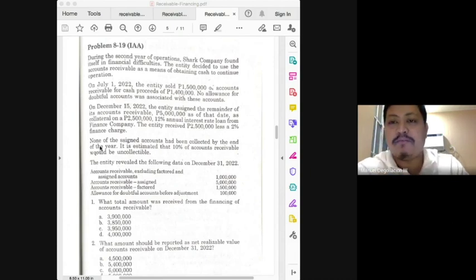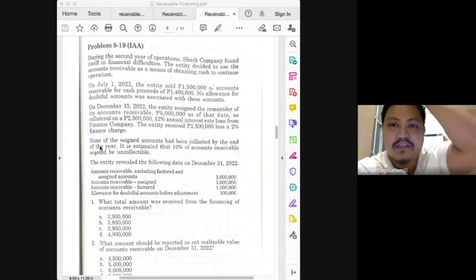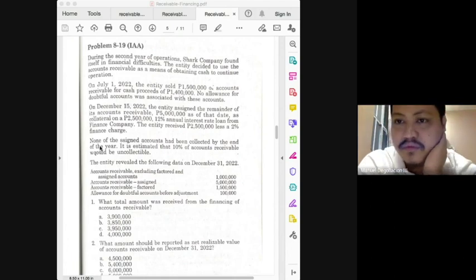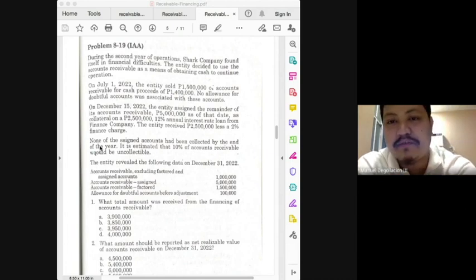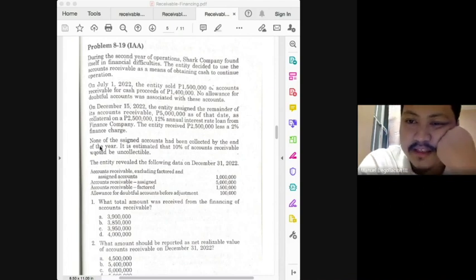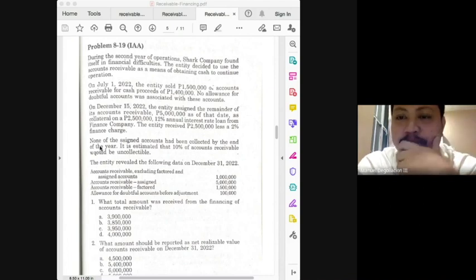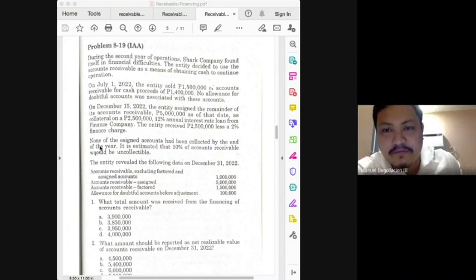During the second year of operation, the company found itself in financial difficulties. The entity decided to use the accounts receivable as a means of obtaining cash to continue operation. On July 1, 2022, the entity sold 1,500,000 of accounts receivable for cash proceeds of 1,400,000. No allowance for doubtful accounts was associated with these accounts. On December 15, the entity assigned the remainder of its accounts receivable, 5 million as of that date, as collateral on a 2,500,000, 12% annual interest rate loan from Finance Capital.